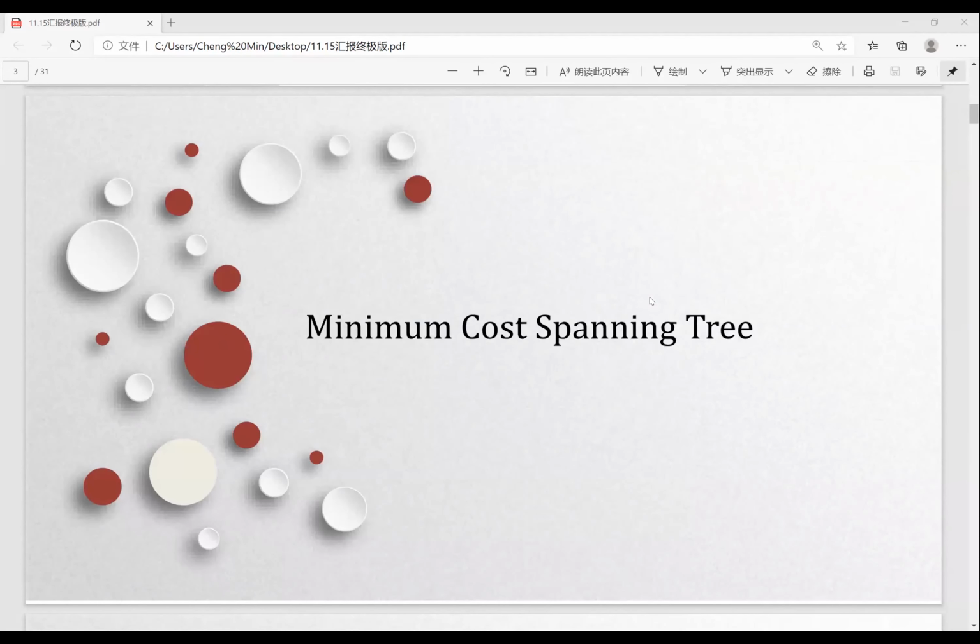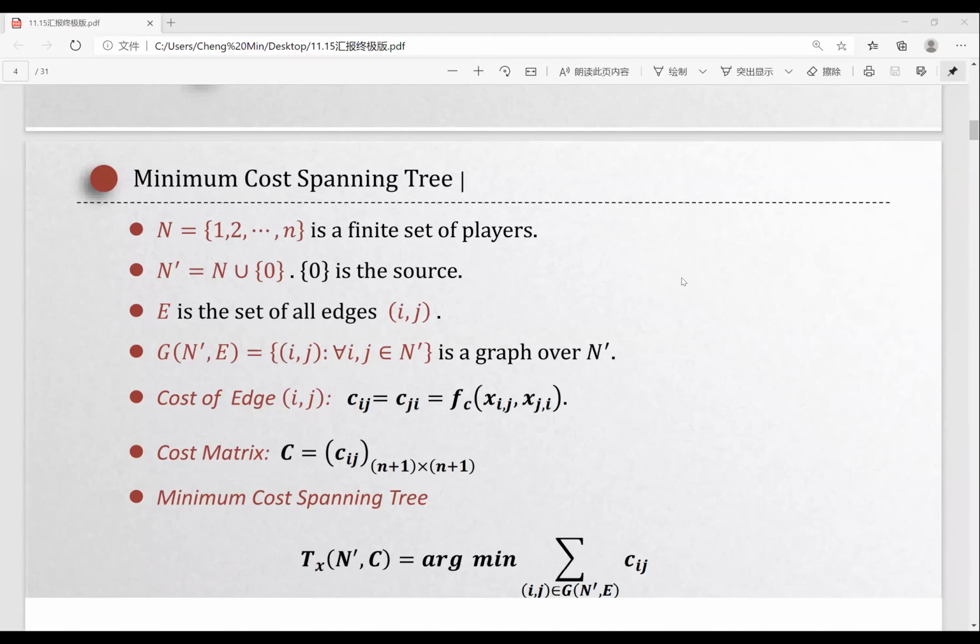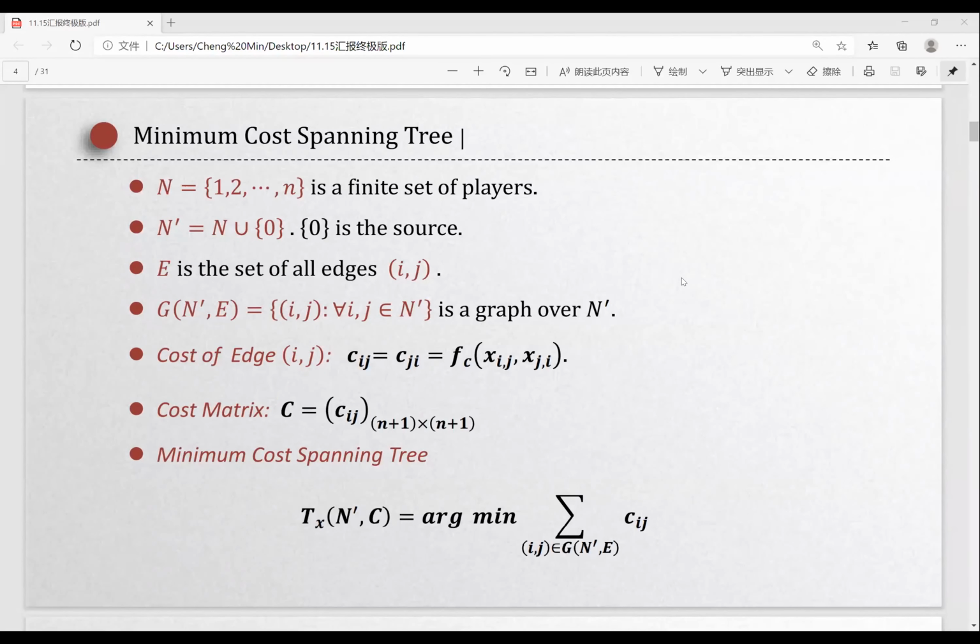The first part will introduce what a minimal cost spanning tree is. The minimal cost spanning tree is a spanning tree with the smallest weight in a connected, weighted, and undirected graph. In a given graph G, ij means the edge connecting player i and player j in the game, and cij means the cost of this edge. If the formula holds, then N' is graph G's minimal cost spanning tree.